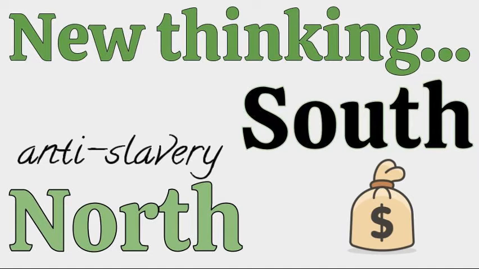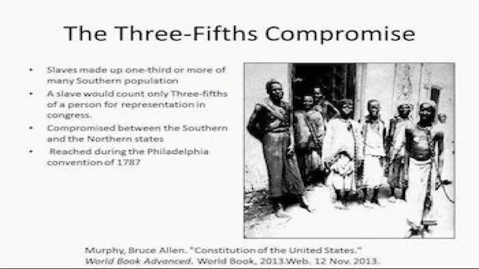So the resolution, this is how they're going to solve this issue. It's called the 3/5 Compromise. After a bitter debate, Madison proposed a compromise. Count each slave as 3/5 of a person, he suggested, when determining a state's population for representation in the House of Representatives. The delegates approved this idea, which became known as the 3/5 Compromise, because it seemed the only way to keep the convention moving forward.